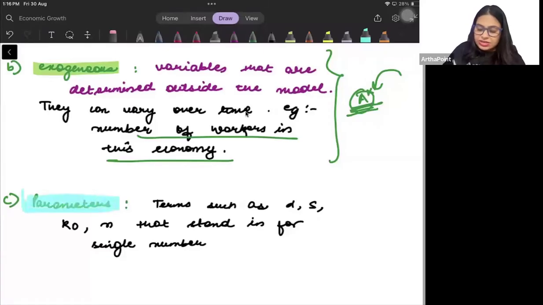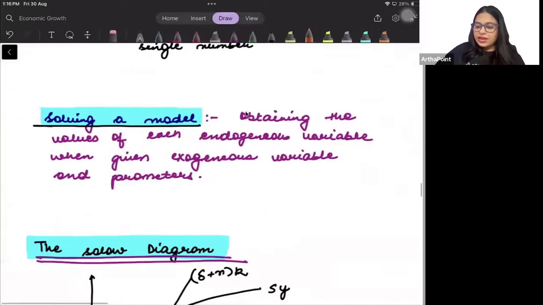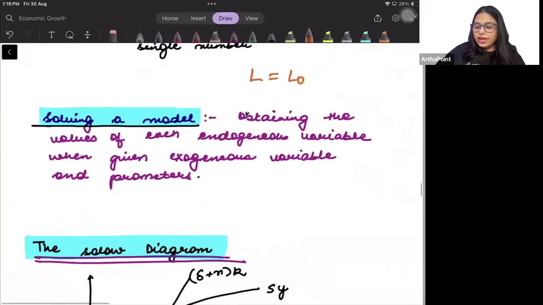Parameters. Parameters are values which are small constants, जैसे alpha. जब हमने लिखा y is equal to k to the power alpha, alpha is the parameter. When we say that savings is some proportion of the output, the savings rate is the parameter. When we had written L is equal to L naught e to the power nt, ये constant एक parameter है. So parameters are constants and numbers given to us in the model.